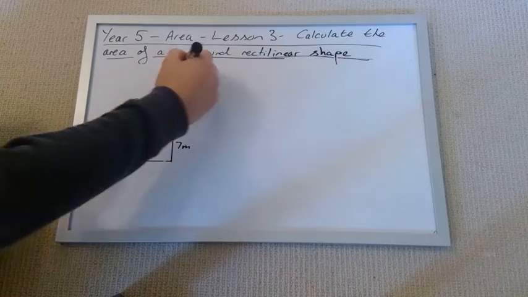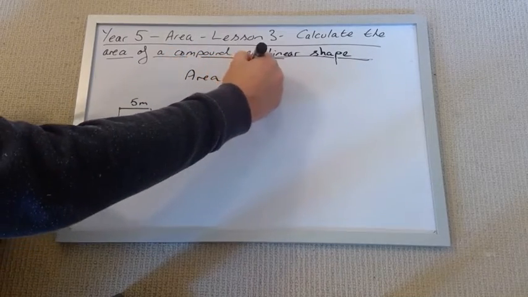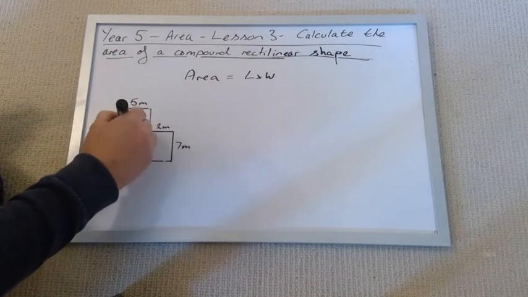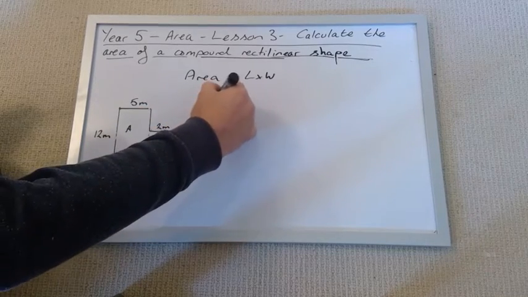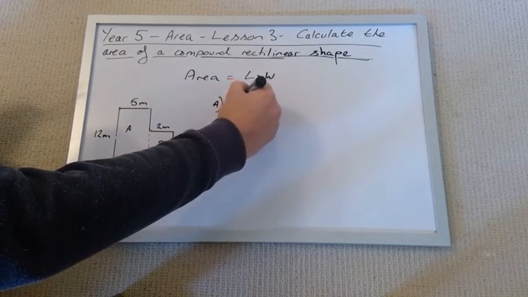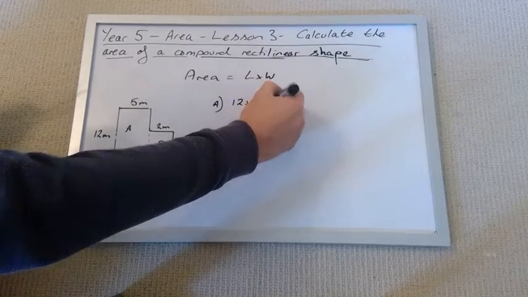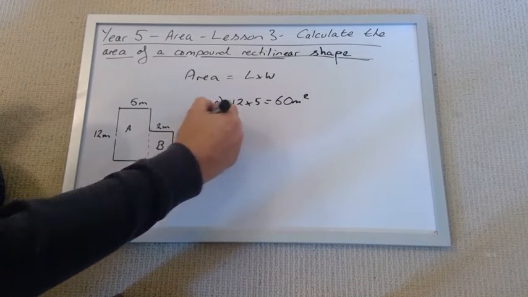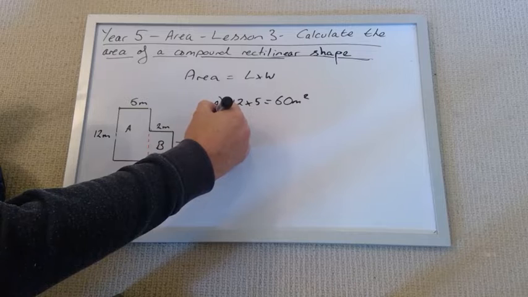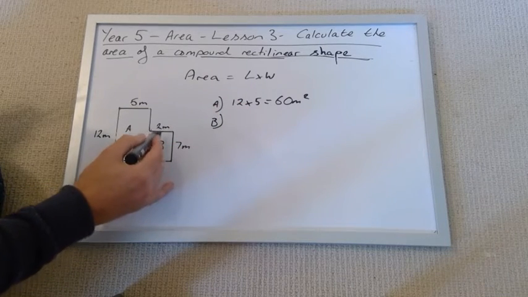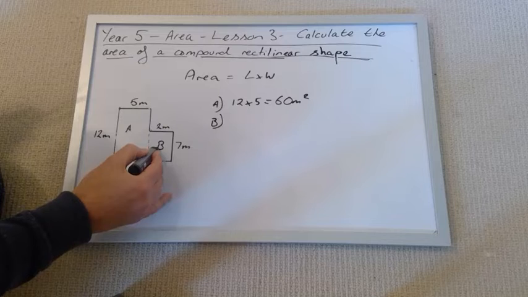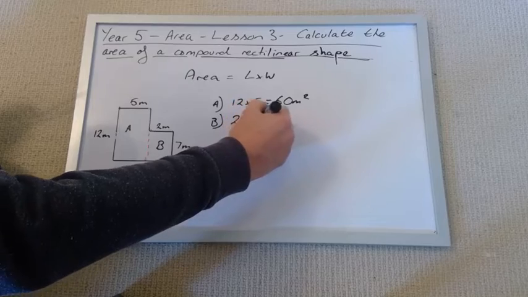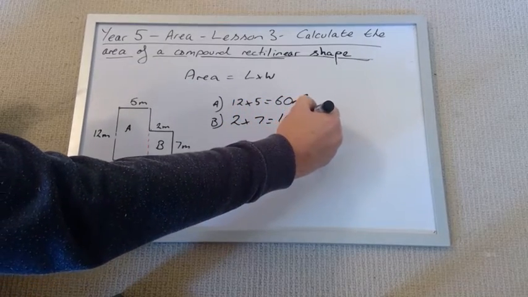Remember, the area is equal to the length times the width of a shape. So for this one, I'll label it A and B. For A, it's going to be 12 multiplied by 5. And the answer to that is 60 meters squared. Because remember, it's units squared inside, and the units can change. In this case, we're looking at meters, and for shape B, I've got 2 meters and 7 meters, so I'm going to go for 2 multiplied by 7, which equals 14 meters squared.